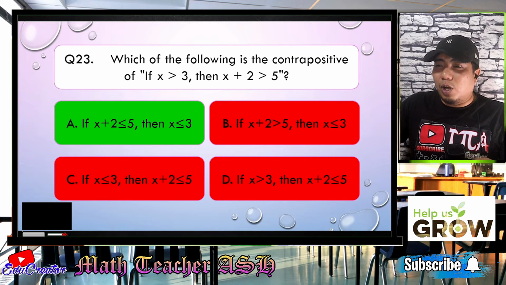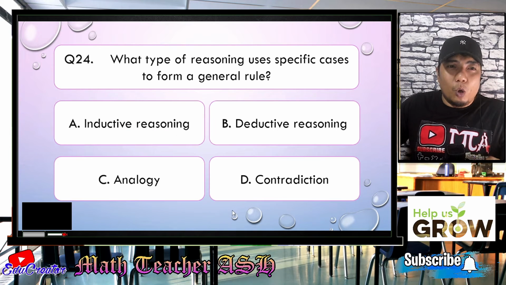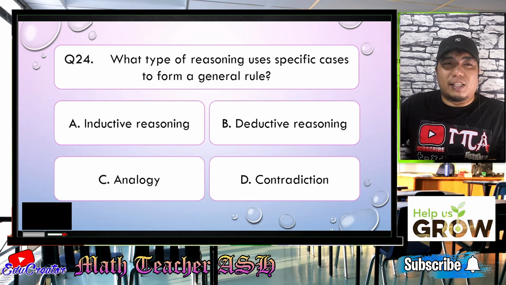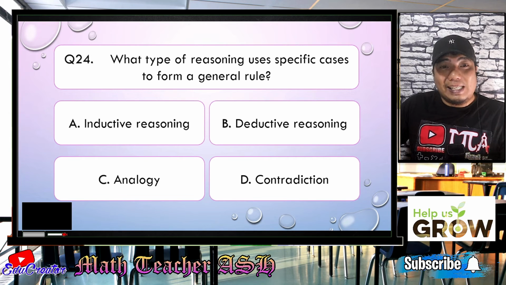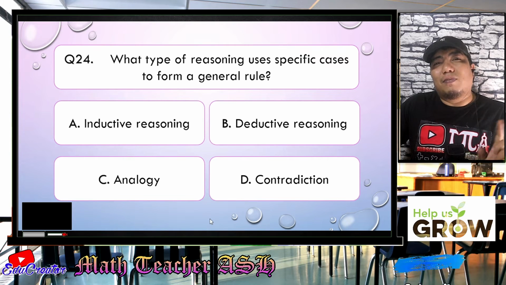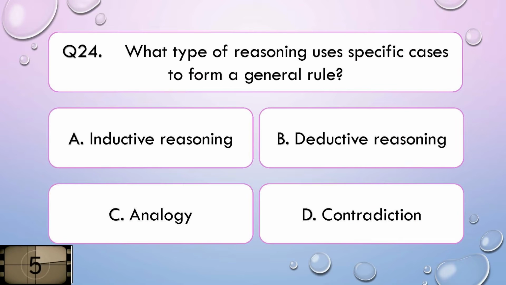Now, let us go to question number 24. What type of reasoning uses specific cases to form a general rule? Is it A, inductive reasoning, B, deductive reasoning, C, analogy, or D, contradiction? I'll give you 5 seconds to think about your answer.